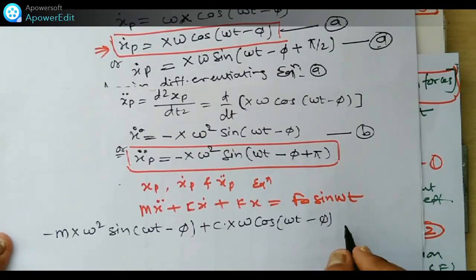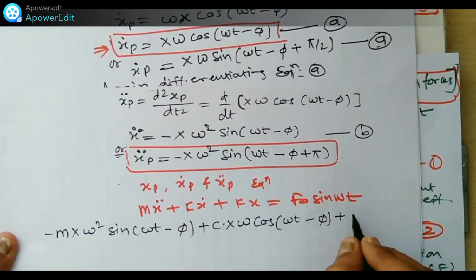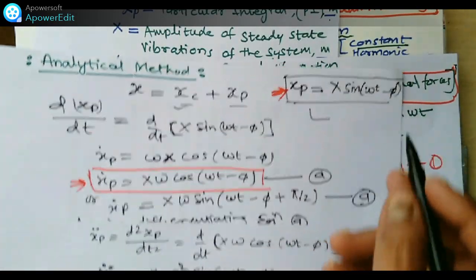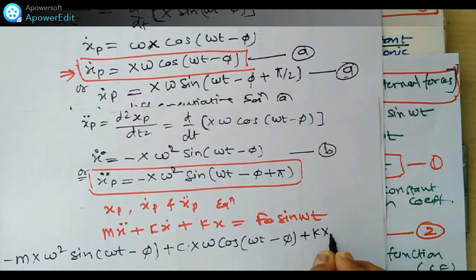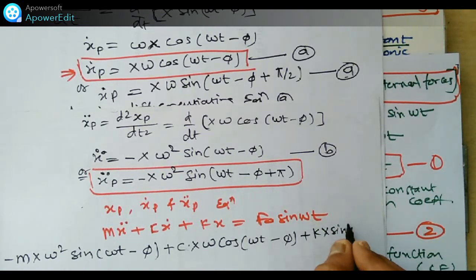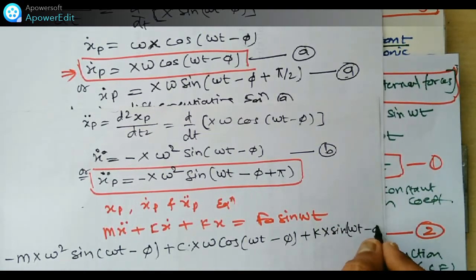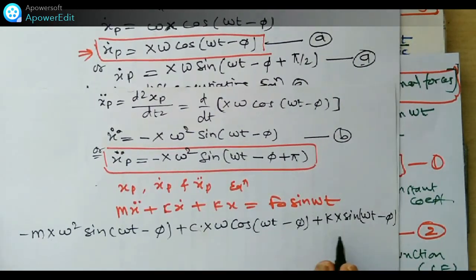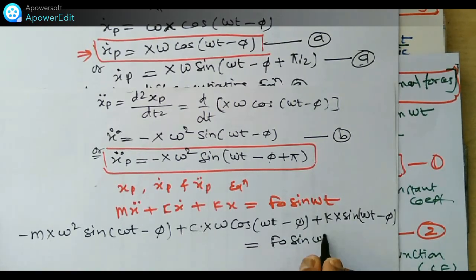Remaining is the kx. Kx means xp. So what was the xp? x sine, inside the bracket, omega t minus phi. This is mx double dot plus cx dot plus kx, which is equal to F0 sine of omega t.